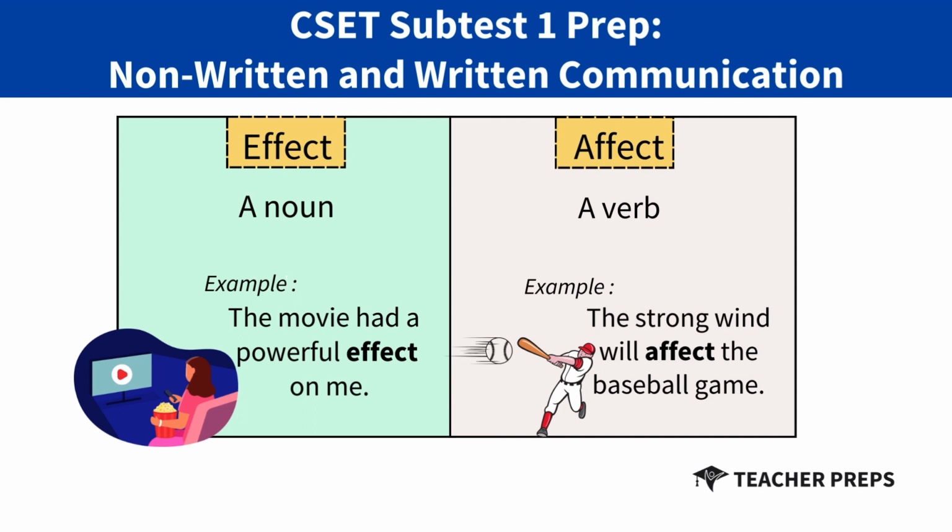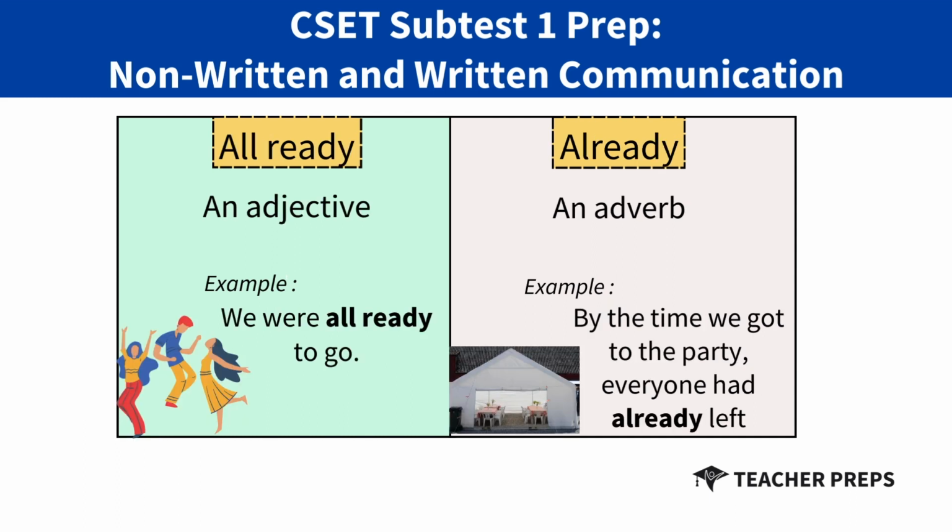Now let's have a look at the right side first. Affect is a verb. For example, the strong wind will affect the baseball game. Remember, we're looking at the right side. And then on the left side, we have a noun, which is effect. The movie had a powerful effect on me. All right, notice the difference here.